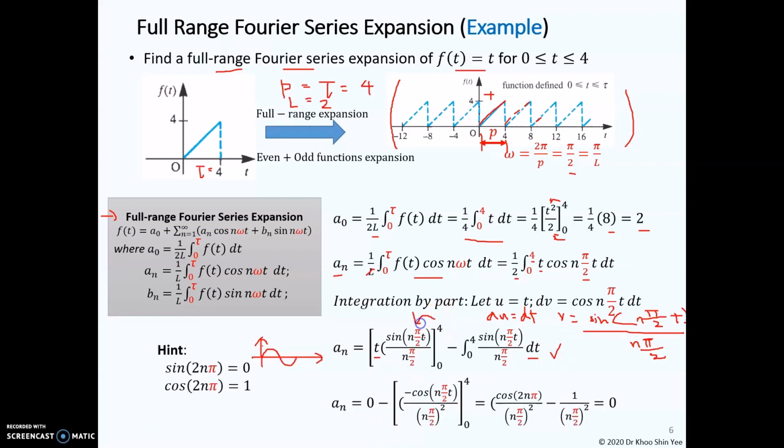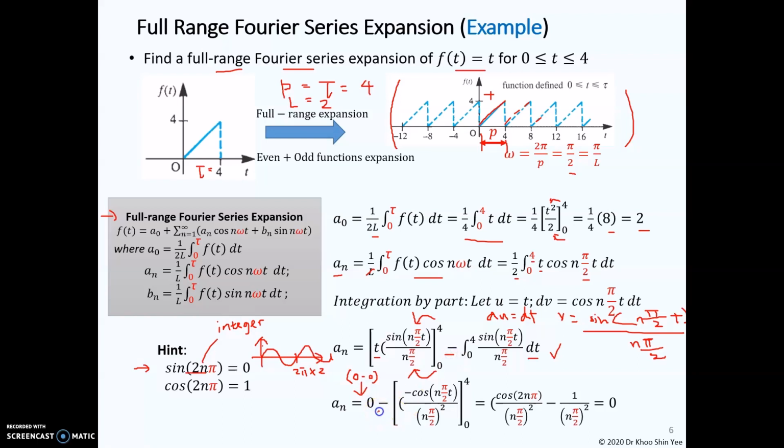Substitute the t equal to 4 inside, you obtain 2 pi n. Sin 2 pi n will be equal to 0, because if the t is equal to 2 pi, this is your sine function, it will be equal to 0. For any integer number of n, the sine 2n pi will be always equal to 0. Therefore, you obtain 0 here. Then substitute 0 inside. Sine 0, you obtain 0 as well. So 0 minus 0 here will give you 0.